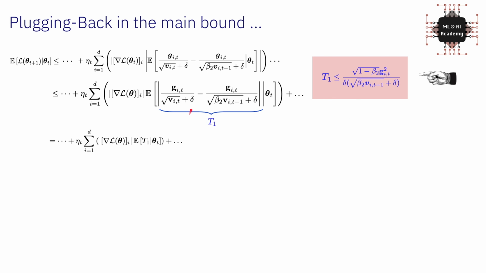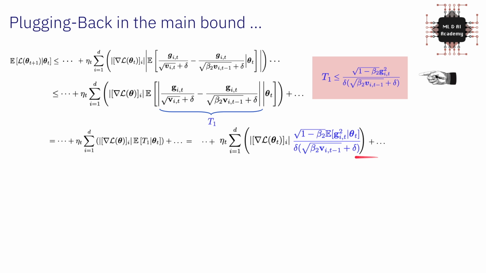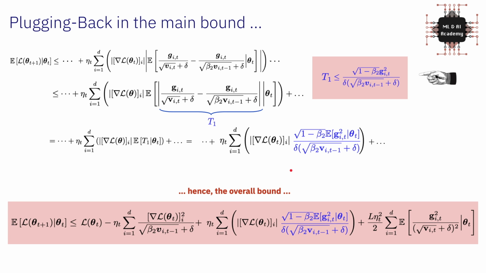So now I plug the T1 in here and now I will have E of T1 conditioned on theta_t, because we called this absolute value just T1. So now I just plug this in here and therefore I will get eta_t summation 1 to d, the ith component of the absolute value of the gradient, times the square root of (1 minus beta 2) E of G_{i,t} squared given theta_t over delta square root of beta 2 V_{i,t-1} plus delta. So what happened? I just plugged this equation in its place in the original bound and I get here.